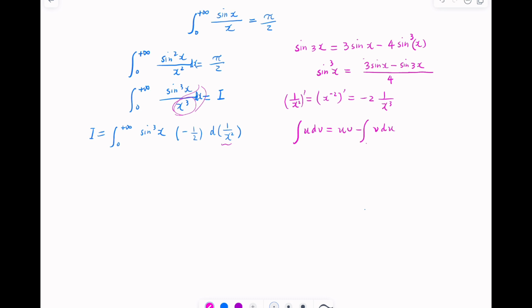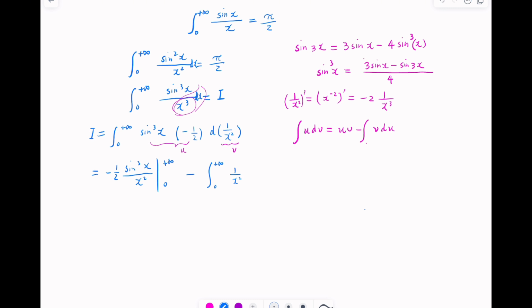Here, this is our v. This whole thing is our u. So let's write it down. So that's equal to negative 1/2 of sine third power over x squared from 0 to positive infinity, minus the integral from 0 to positive infinity of v, which is 1 over x squared, and u here we want to say du.